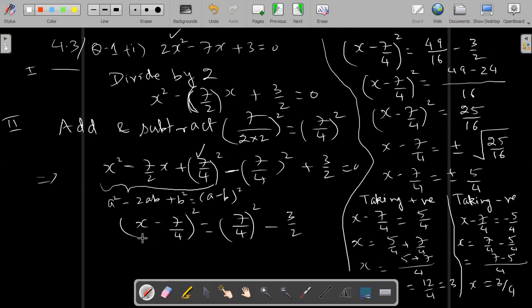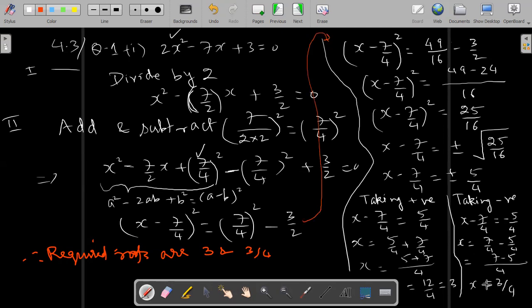Okay. So we can write the answer now. Therefore, the required roots are 3 and 3 by 4. Okay. So after this, we will solve from here and get this answer. Then the answer is this one, 3 by 4.